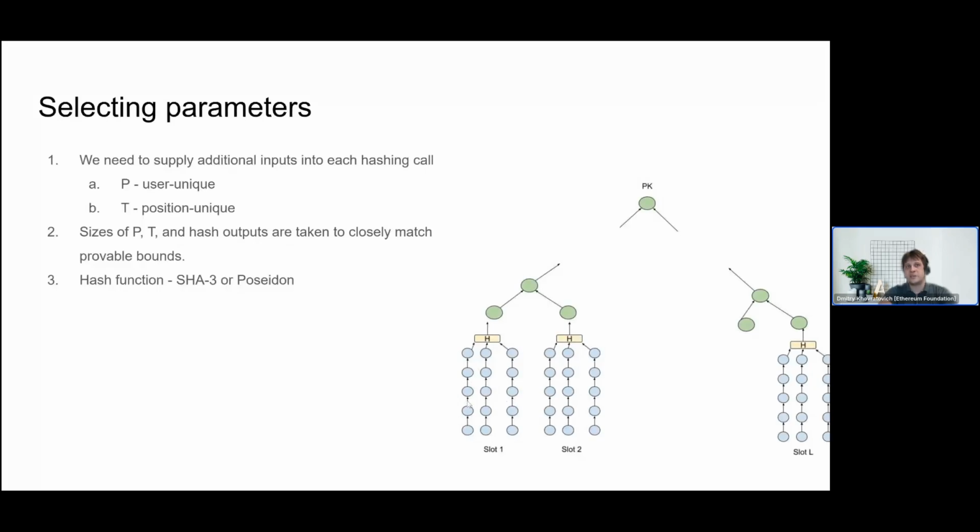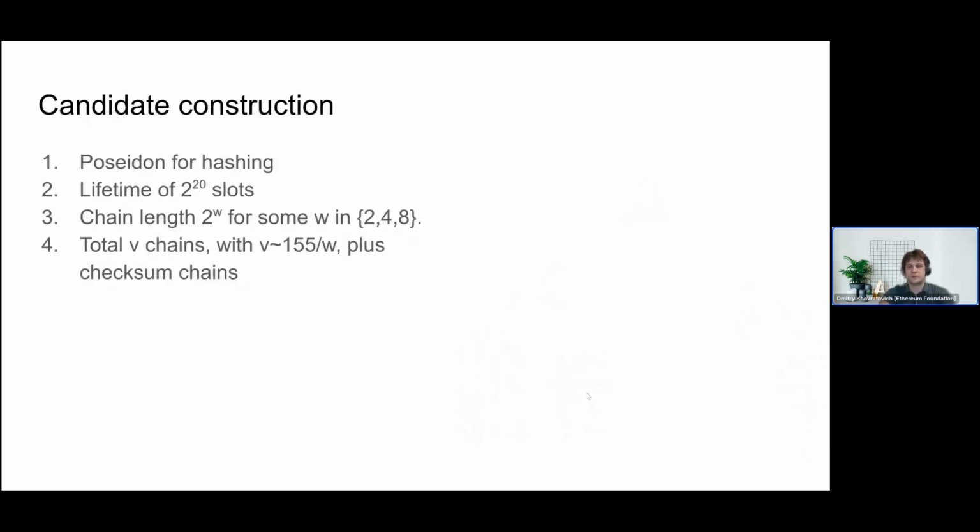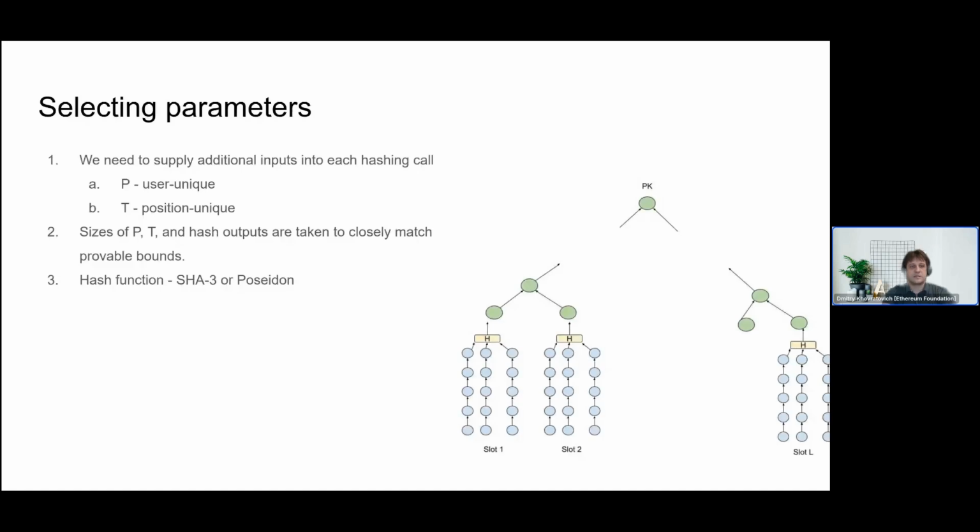So when we hash here, we know that we are in chain 1 at position 2 or something like this. Also, all these hash function calls are different across users. So each hash function takes additional inputs like P and T, and you will see them in the paper and in the code. What's important here is that P is unique to the user, whereas T is unique to the position in the entire tree. And every implementation must conform to this construction.